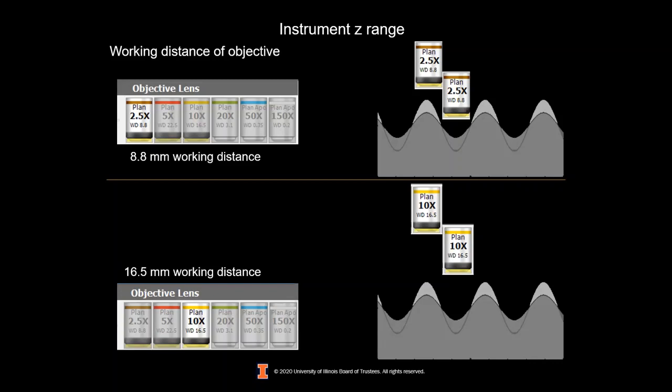But if you don't care too much about the roughness features on a very, very small scale, you can use the larger working distance objectives. We have objectives with 16, 25, and 8 millimeters, and even one that is 3 millimeters. So if you are below those 3 millimeters, you can still see the other side of your film.